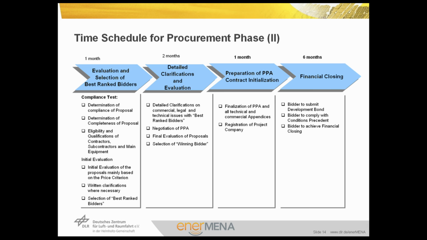the first ranking bidder. Then, detailed clarifications on commercial, legal, and technical issues will be discussed with the so-called best ranked or successful bidder. Clarifications will be addressed in the power purchase agreement, EPC, and O&M contracts. This takes around 1 month. The final evaluation of proposal will take place.